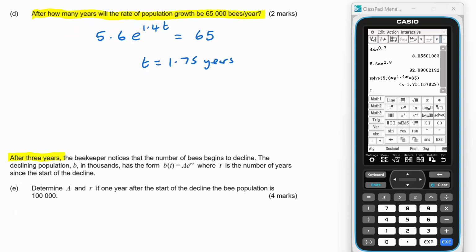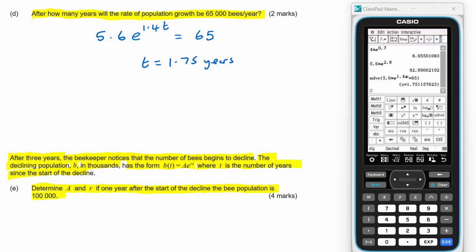After 3 years, the beekeeper notices that the number of bees begins to decline. The declining population, small b in thousands, has the form b(t) = Ae^(rt), where t is the number of years since the start of the decline. Determine A and r if 1 year after the start of the decline, the bee population is 100,000.